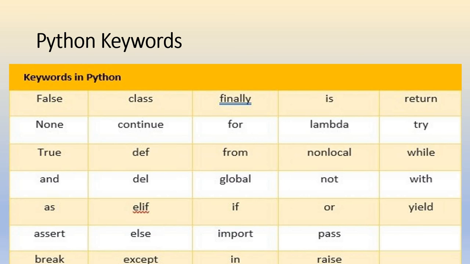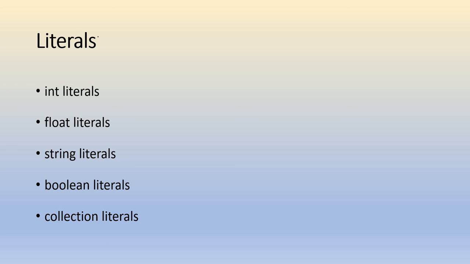And then the keywords in Python: False, None, True, and, as, assert, break, class, continue, def, del, elif, else, except, finally, for, from, global, if, import, in, is, lambda, nonlocal, not, or, pass, yield, with, while, try, return. These are the various kinds of keywords in the Python programming language. And now we are going to see the literals: int literals, float literals, string literals, boolean literals, and collection literals.